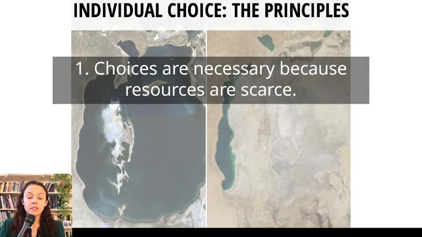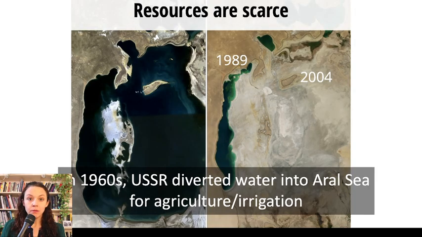So the first principle we're going to think about is the idea that choices are necessary because resources are scarce. One example that comes to my mind really quickly is the case of the Aral Sea. Up here you've got an Aral Sea that has water in it around 1989, and then you have an Aral Sea that does not have water in it in 2004. Essentially what happened here was that at the time the USSR made the decision that they were going to drain the Aral Sea and use that water for irrigation.